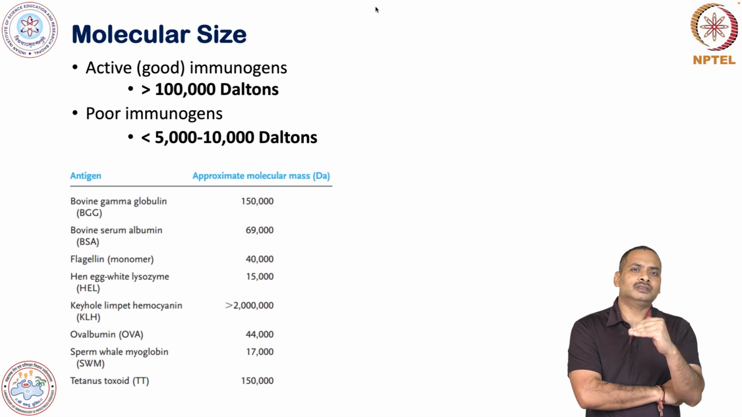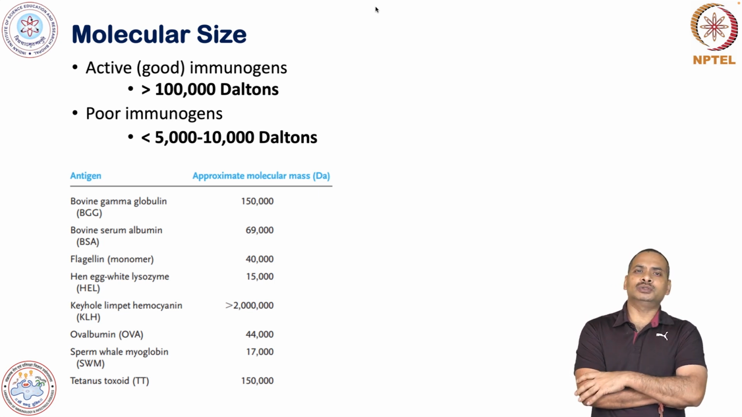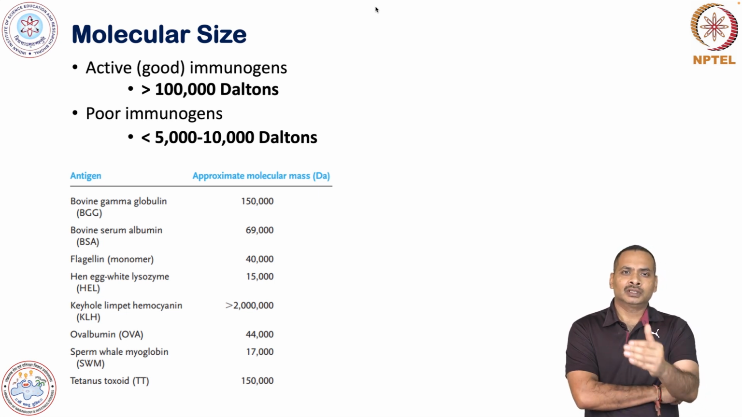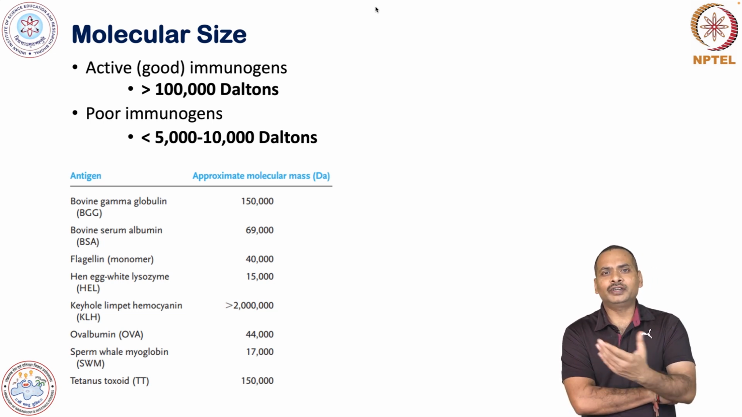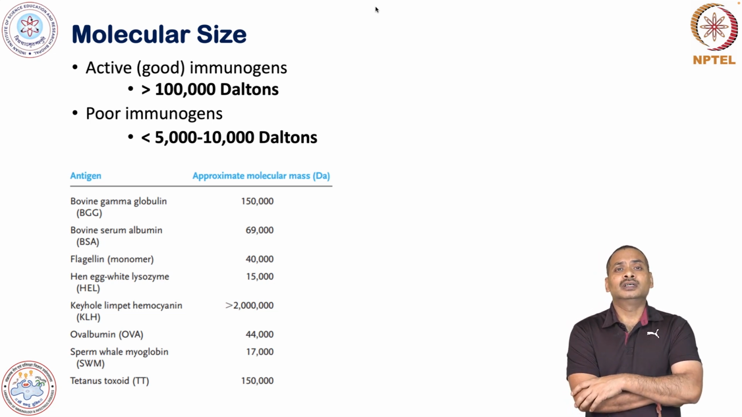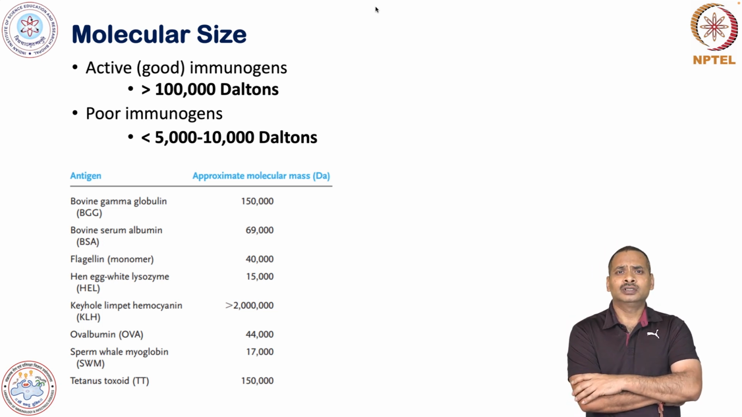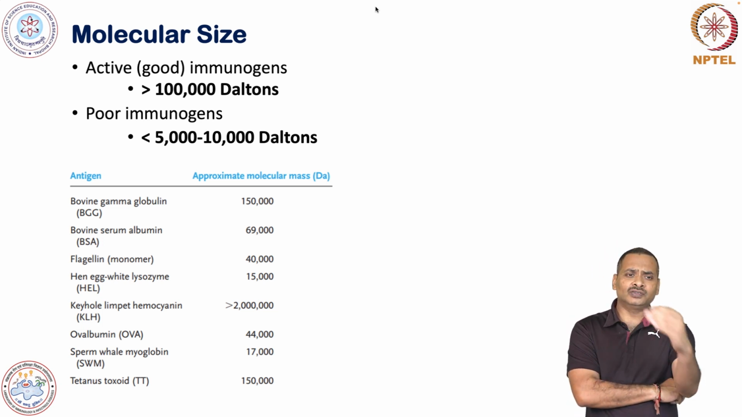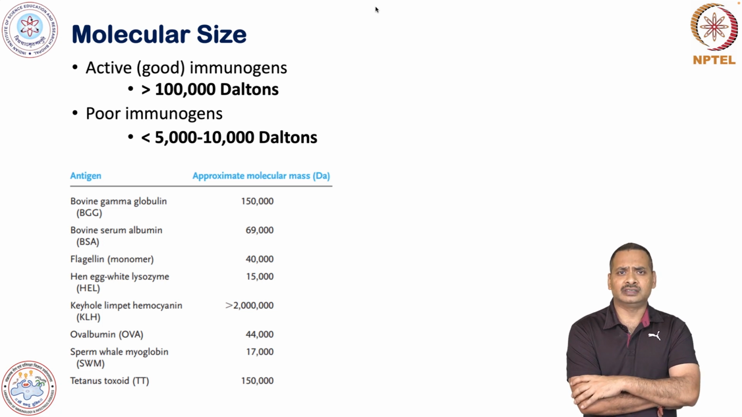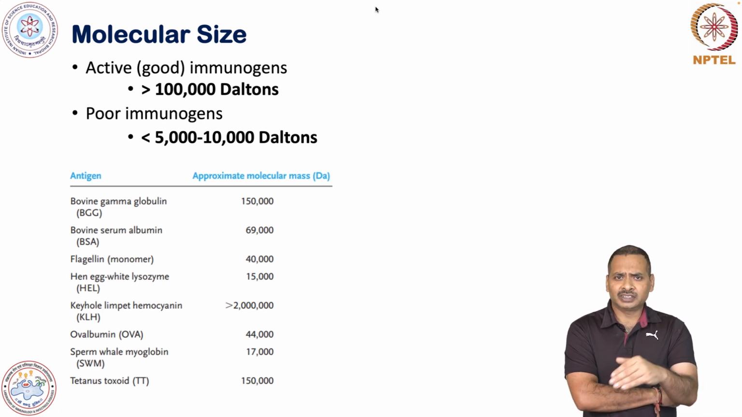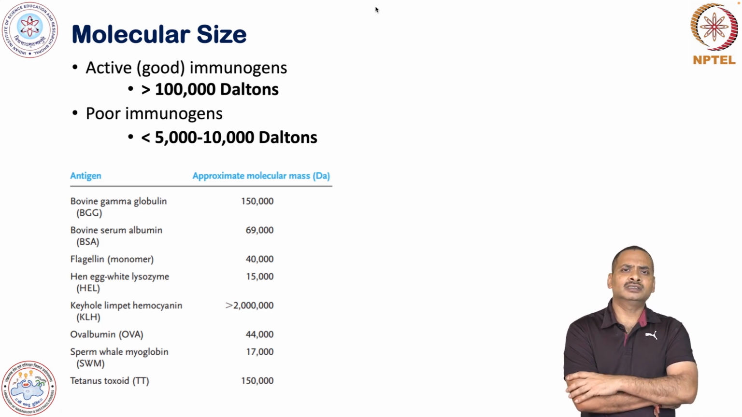If you remember, some of the lipid molecules, like derivatives of cholesterol, why are we not able to make antibodies against those molecules? There are several reasons. One of the reasons is the molecular size. I will discuss another reason in a subsequent slide.